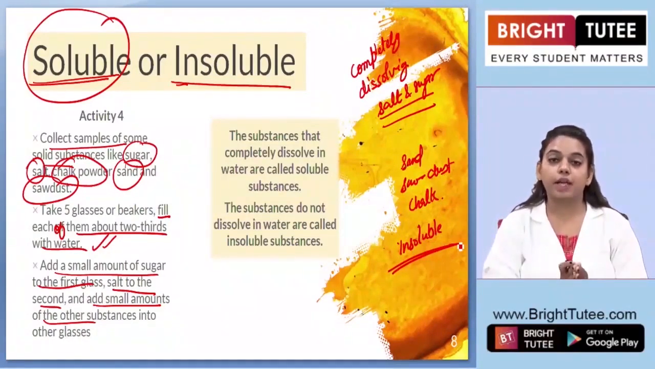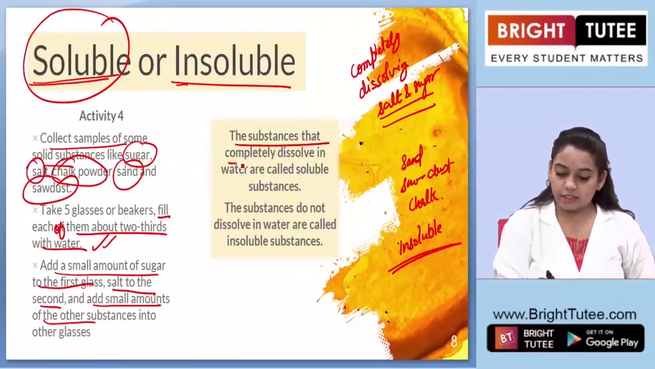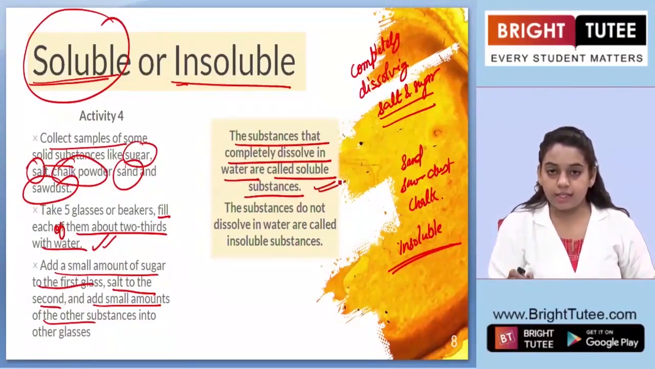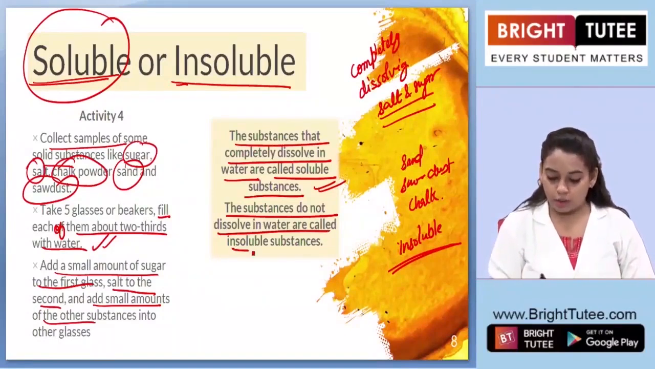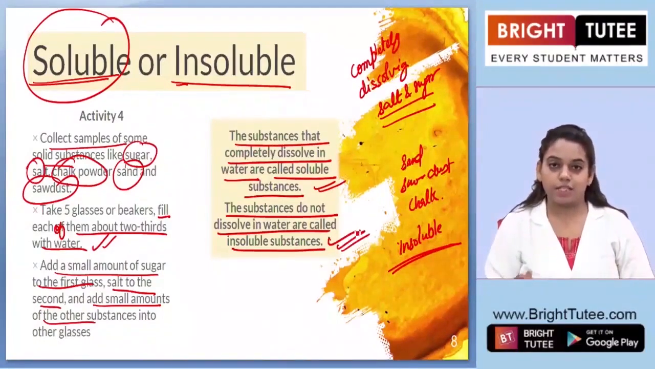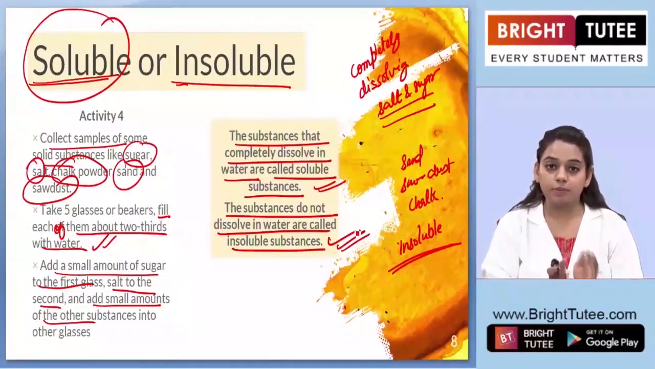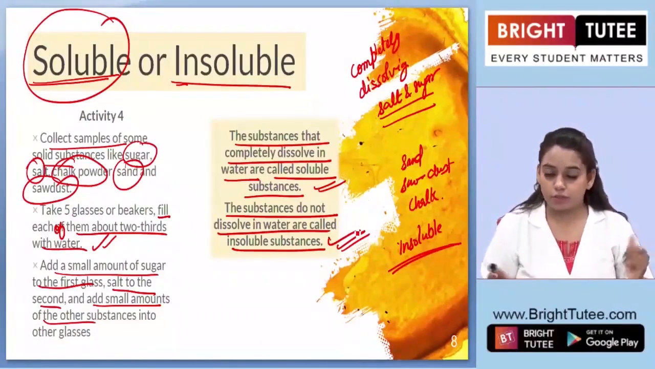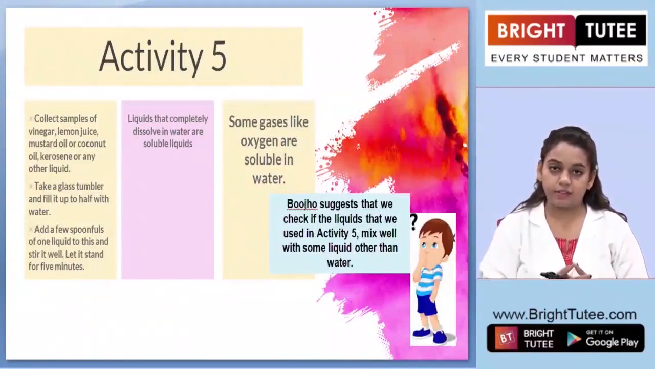So we will now look at the definition of both of these. The substances that completely dissolve in water are called soluble substances. Then we have the substances that do not dissolve in water, called insoluble substances. So I hope that after this activity you will be able to completely identify the objects as soluble and insoluble. Now let us move ahead to the next activity.